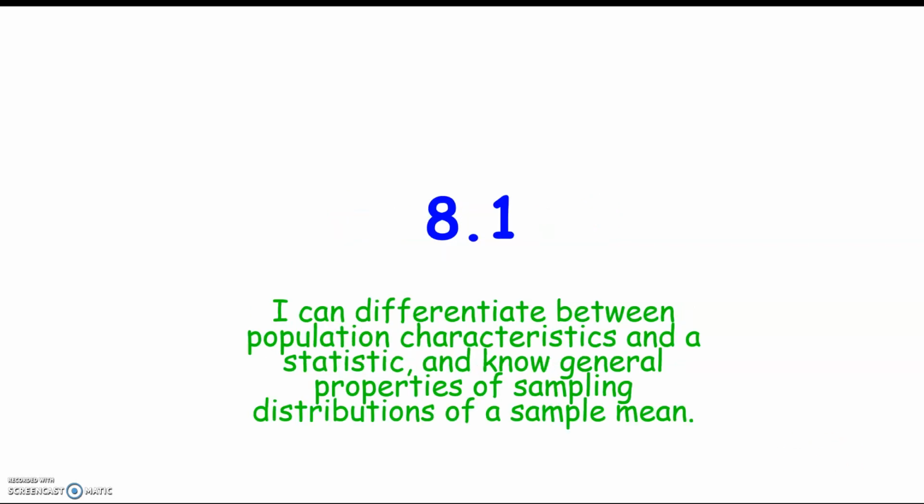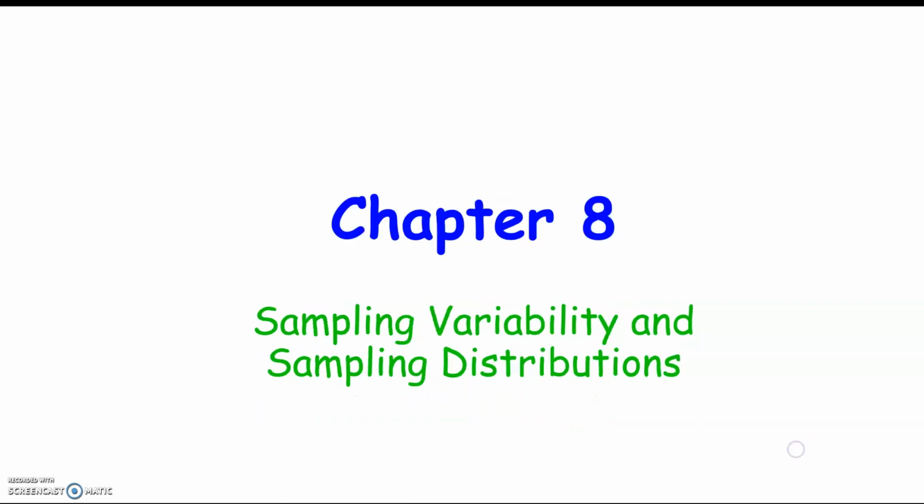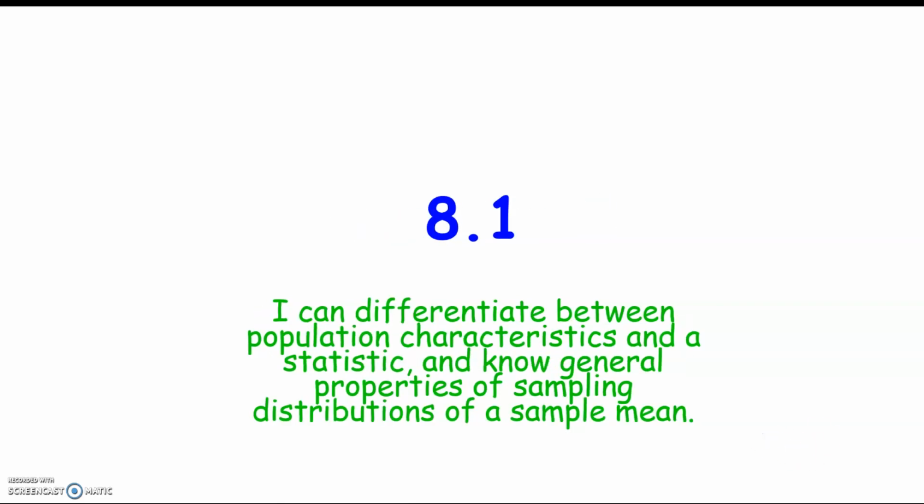And today we're going to be looking at our first goal, 8.1, which is: I can differentiate between population characteristics and a statistic. So knowing the difference between those two things, and know general properties of sampling distributions of a sample mean. So we've kind of talked about mean, and we've talked about standard deviation. So those things you're going to see here, but you're going to see a sample mean and standard deviation compared to a population, because there's sometimes when you can't take a whole population.